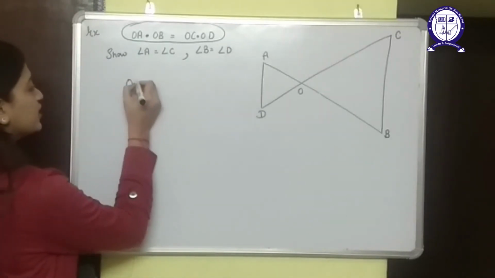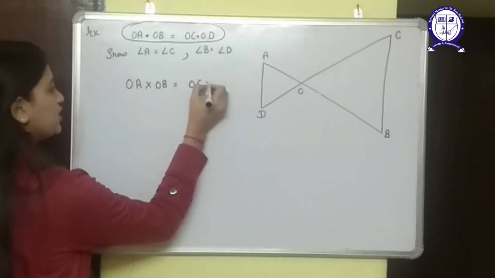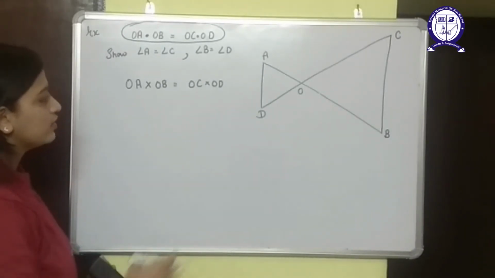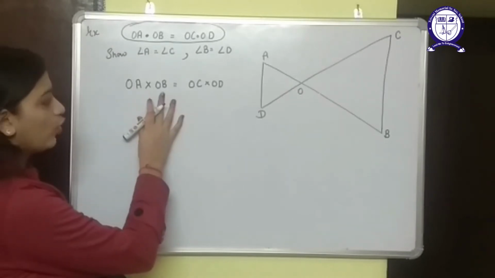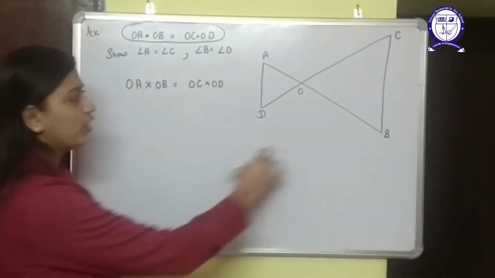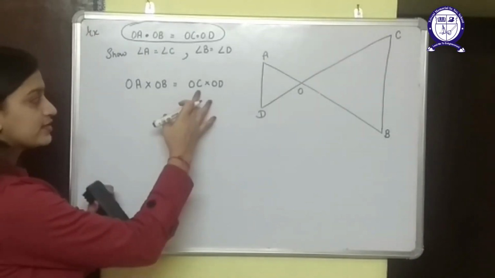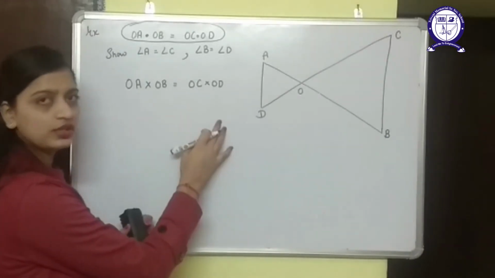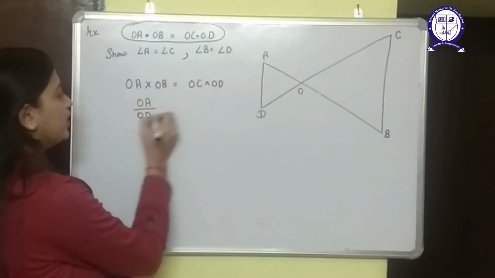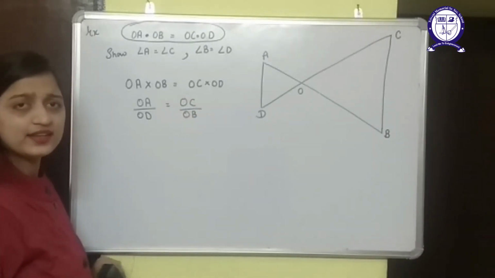Now first of all, the equation is OA into OB is equal to OC into OD. These are the two things given to us. Now look at the figure. OA and OB are the sides of different triangles, and OC and OD are also the sides of different triangles. So I can change the equation by taking something in the denominator and here also. I can write it like this: OA upon OD is equal to OC upon OB. Right? I can write it like this.